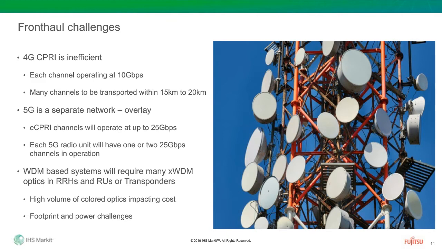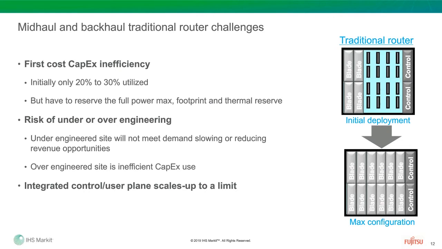DWDM optics at 25G are just coming onto the market for the first time, and therefore will have a high cost. This will also challenge footprint and power requirements at the cell site. The midhaul and backhaul segments of the network will also undergo a major change. With multiple use cases envisioned for 5G traffic, the point-to-point and point-to-multipoint network will evolve to an SDN mesh network with virtualization. Traditional routers will be challenged since they are comprised of an integrated control and user plane.